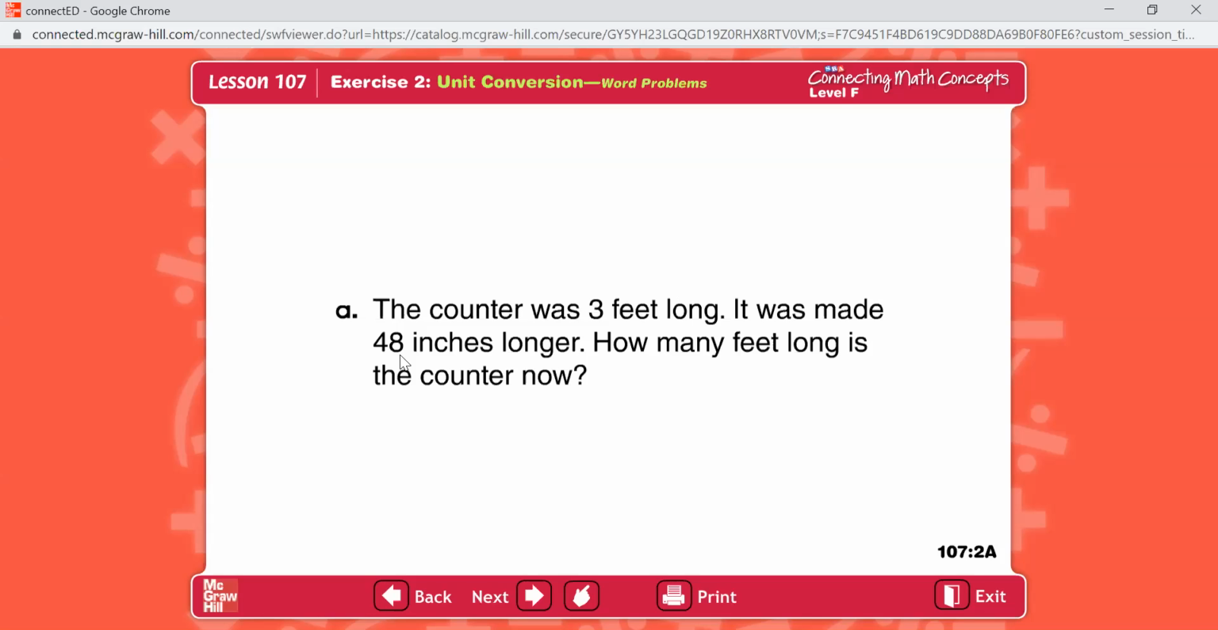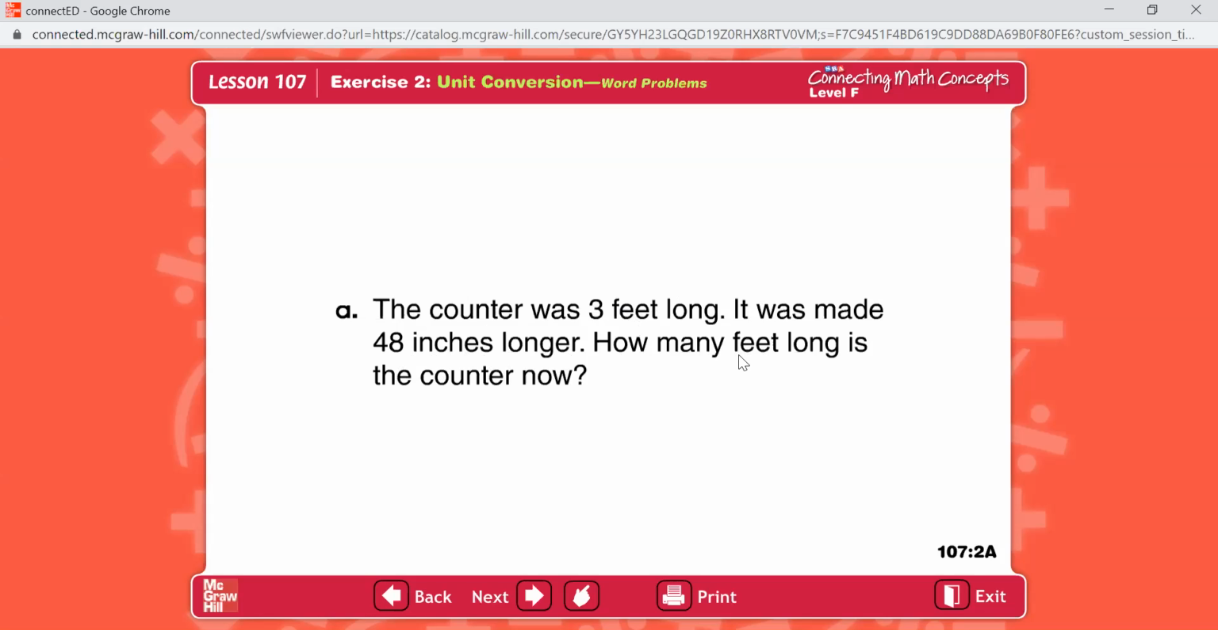I'll read the first part of the problem again. The counter was 3 feet long. It was made 48 inches longer. The counter was at first 3 feet. Then we added 4 feet or 48 inches to it. So how long is the counter now? In feet, it's 7 feet long.